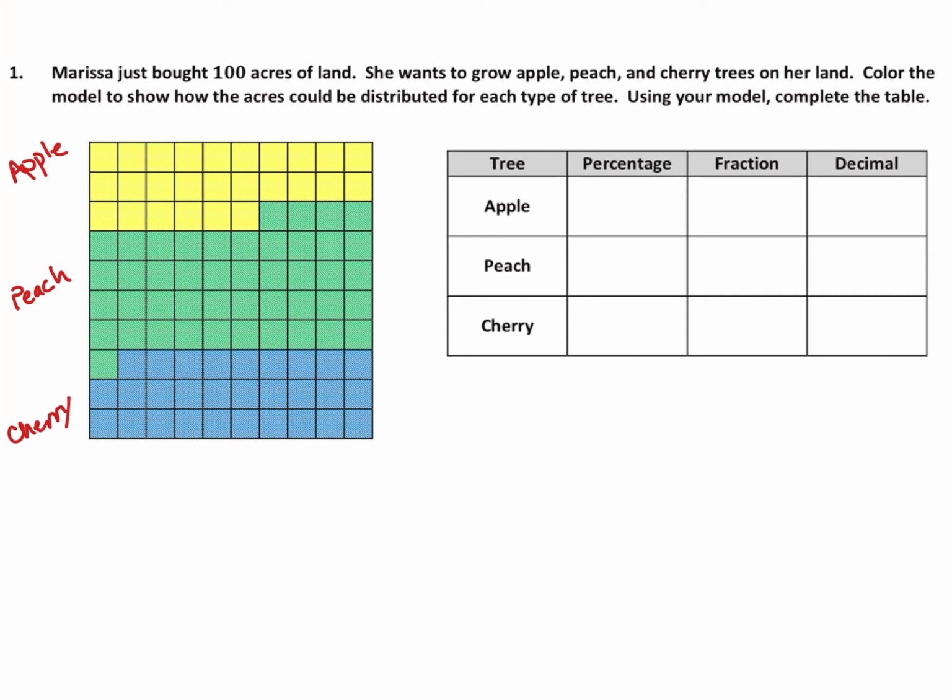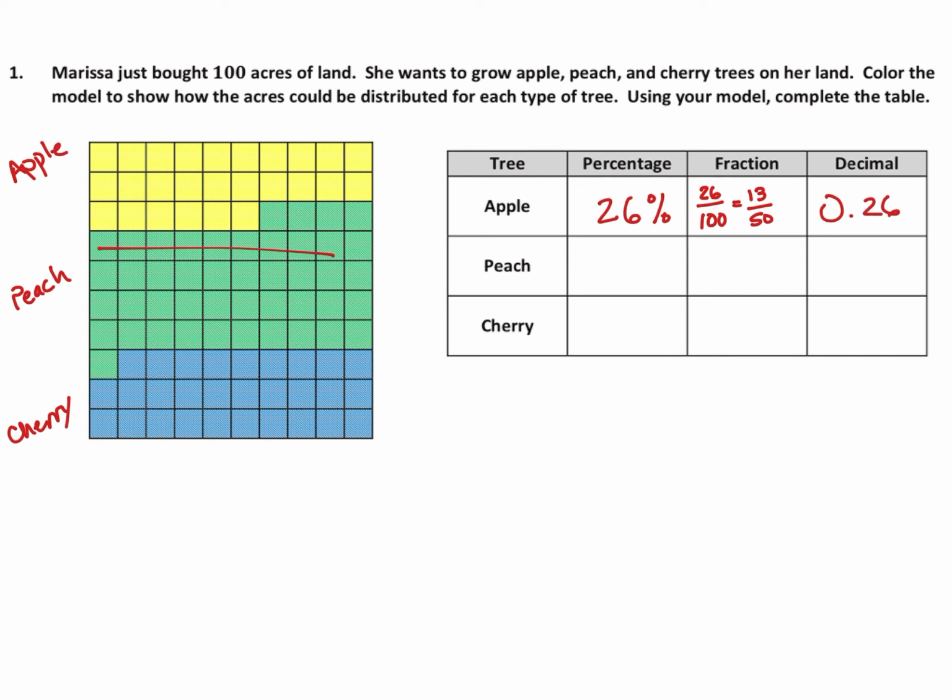So I've colored 26 yellow, so the percentage of apples is 26. As a fraction, we can write 26 over 100, or if we want to reduce it, we can have 13 over 50. As a decimal, it is 26 hundredths. So 26 in the hundredth spot looks like this.